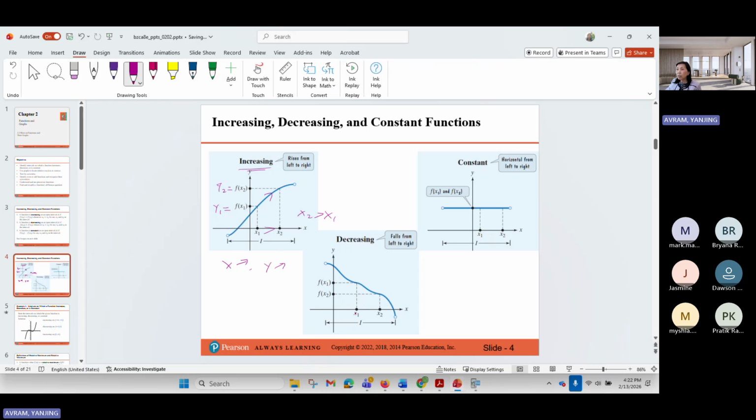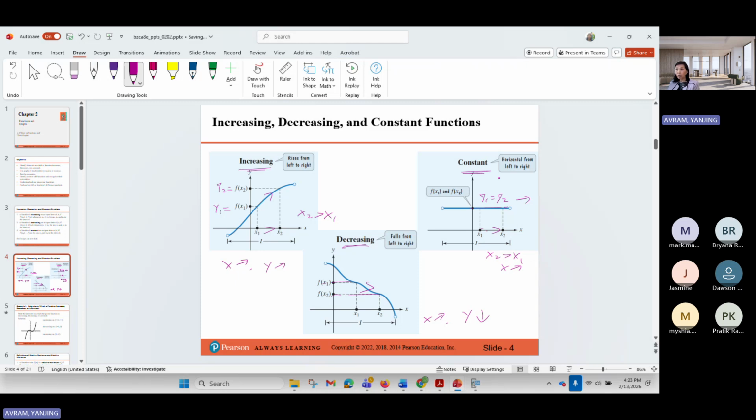And then from left to right, x is also increasing, but you look at this y1 and y2, right? y2 is smaller, so y is decreasing. So this is called a decreasing function. And from left to right, x2 is also greater than x1, x is increasing, but y1 and y2 are the same. So y1 equals y2. This one is called constant.